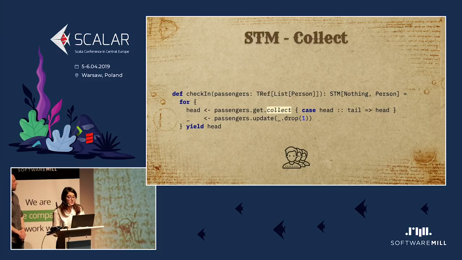Using collect, we can perform map and filter in one step. In this example, we check in a single person by taking the first passenger from the queue. And if there is no passenger, collect will be suspended until a passenger's TRef is modified and at least one passenger is available to update and check in.